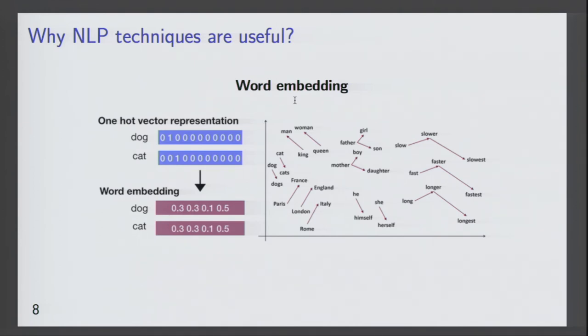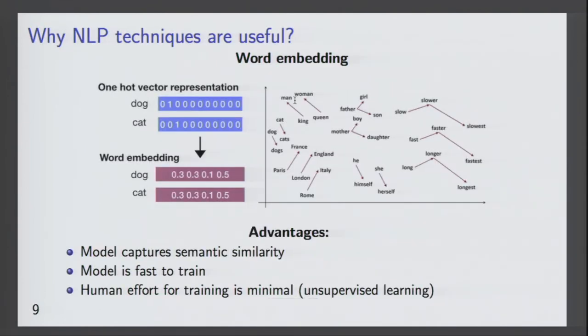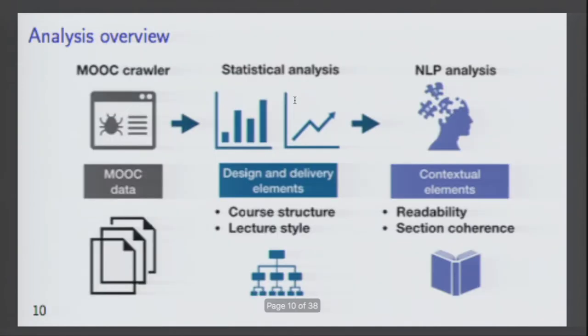That's why the word embedding model captures a similarity between the words by assigning a vector representation to words and mapping them closer into the vector space. The advantage of this approach is that, as I said, the model is able to capture semantic similarity. The model is much faster to train because the matrix for words is not sparse anymore. And the human effort for training is minimal, so it can be considered as an unsupervised learning approach.